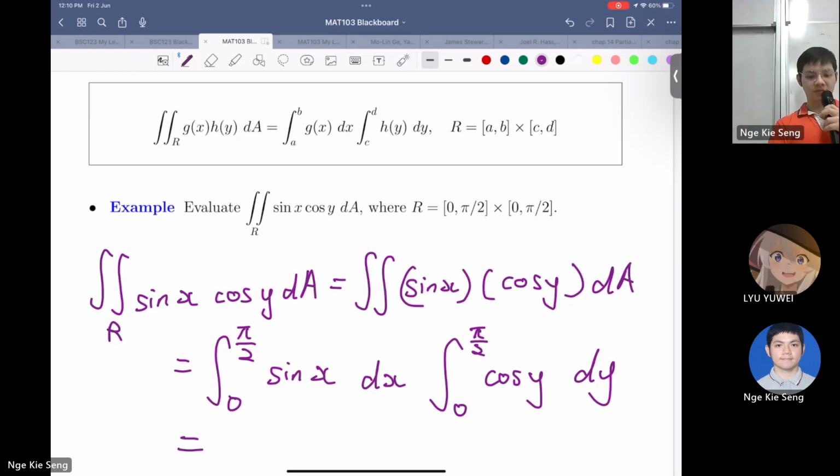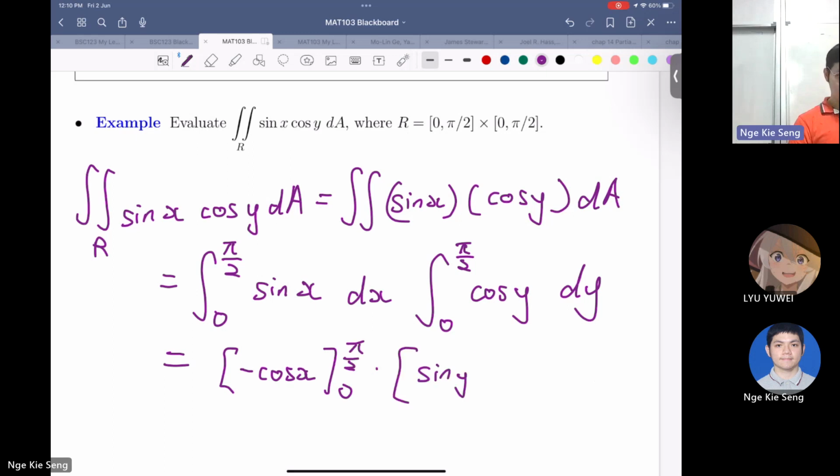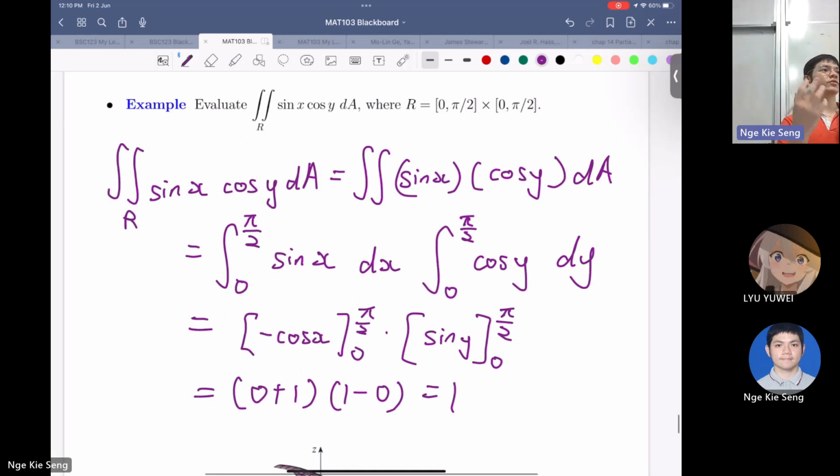What do you get? Minus cos x from 0 to pi over 2, times sine y from 0 to pi over 2. Is that correct? In the end, what do we get? 0 times 0 plus 1 times 1 minus 0, which is 1. So you reduce the double integral to integrals of one variable.